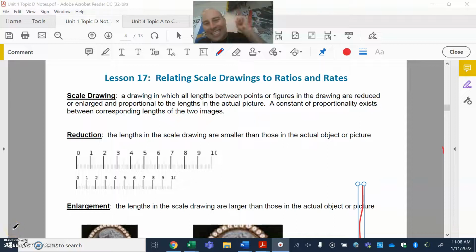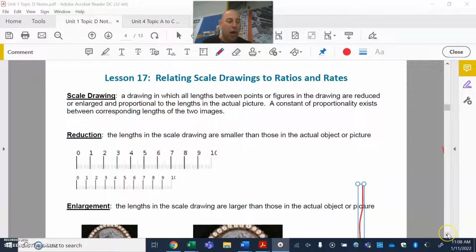Hey, we've got lesson number 17 here. We are relating scale drawings to ratios and rates. What does that mean? An old friend comes back to visit us, people. It's the constant. Yes, welcome back. The constant is here again. All right, so we just give it different vocabulary words.